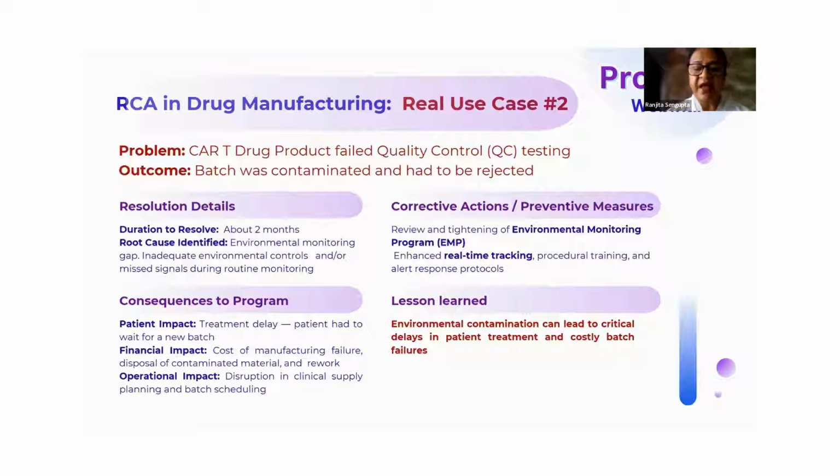The corrective and preventive action here we took was to review and tighten the environmental monitoring program and to enhance our real-time tracking, and also to increase documentation and procedural training. So the lesson we learned from here was environmental contamination can lead to critical delays in patient treatment and costly batch failures.